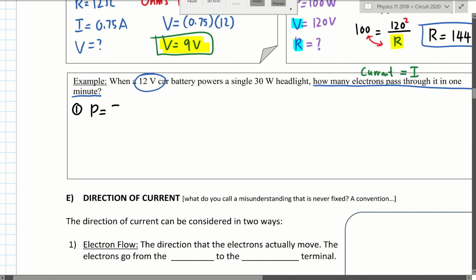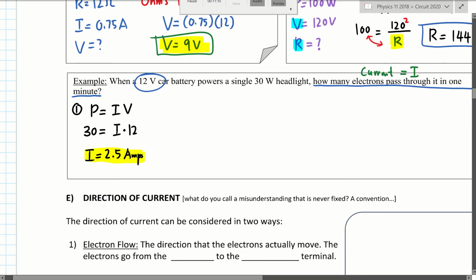So power, if I want current, I have voltage, then I'll use power equal IV. That's one of the power equations. So my power is 30 watts. My voltage is 12 volts. And my current can be found this way. So 30 divided by 12. So my current is going to be 2.5 amps.